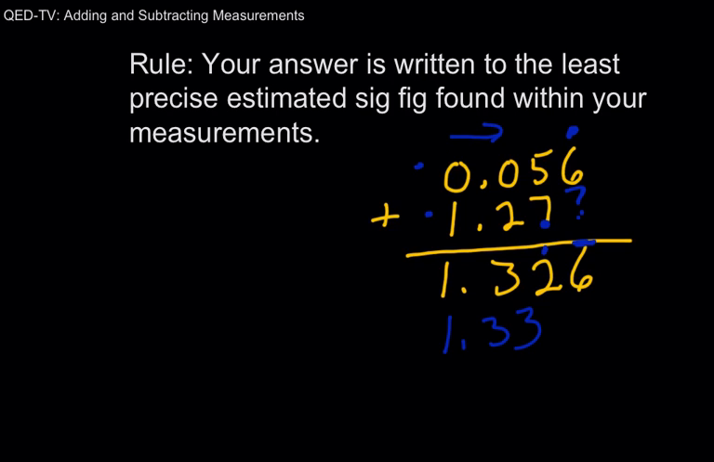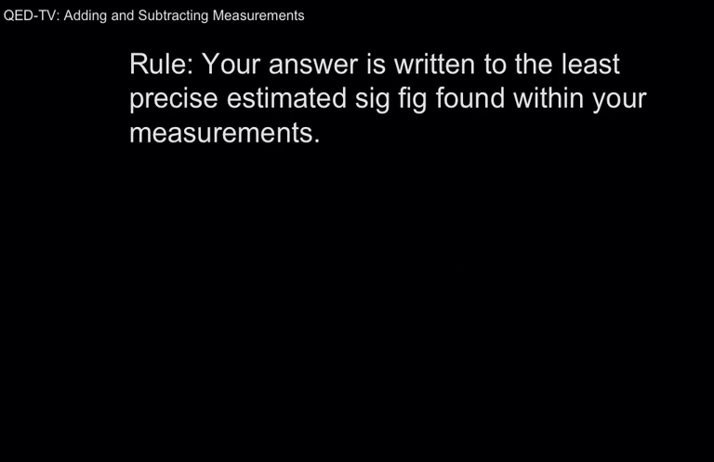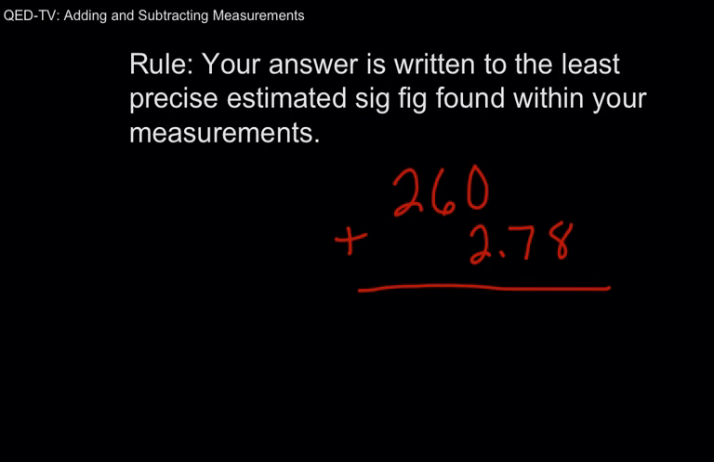Let's try another problem. Let's take 260. That's a measurement. 260 plus 2.78. You don't really need to know how many sig figs there are in all these things. You just need to know which digits are significant and which one is the estimate. In every measurement there's an estimated sig fig. In this 2.78, the estimated sig fig is the 8. That's the one we know is an estimate. Technically it means it's somewhere between 7 and 9.